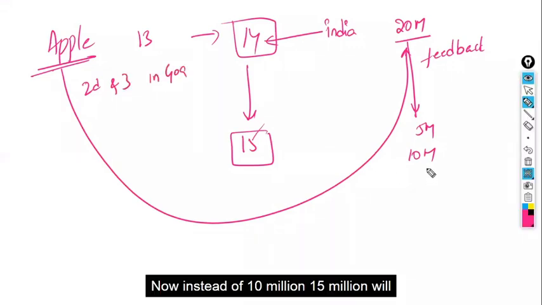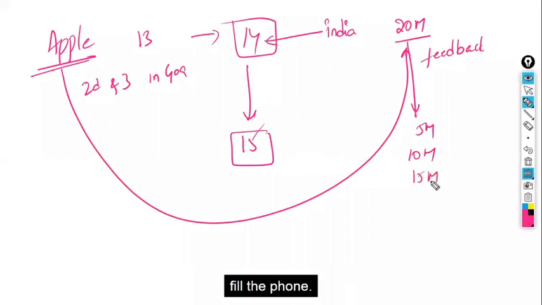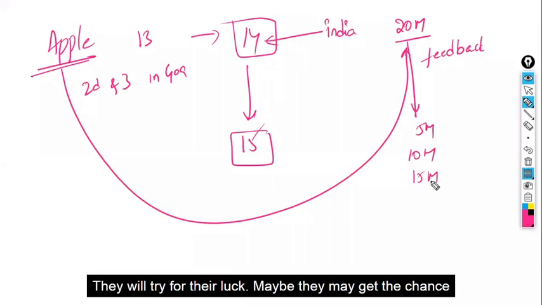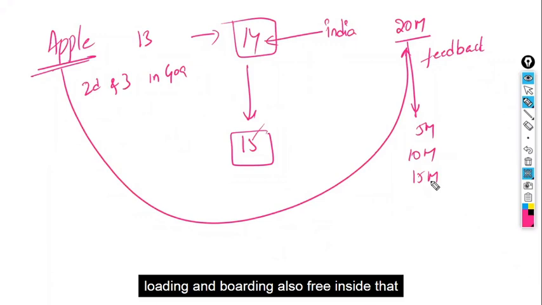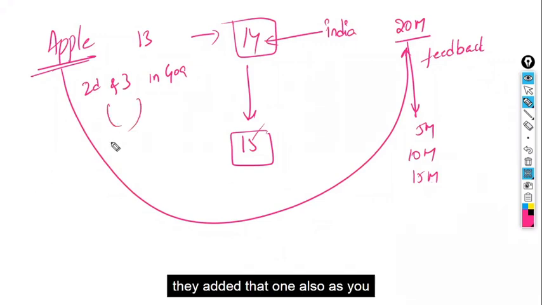Now, instead of 10 million, 15 million will fill the form. They will try for their luck. Maybe they may get the chance to Goa. Assume. Loading and boarding also free inside that. They added that one also.